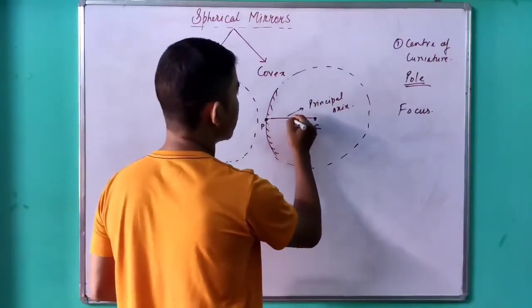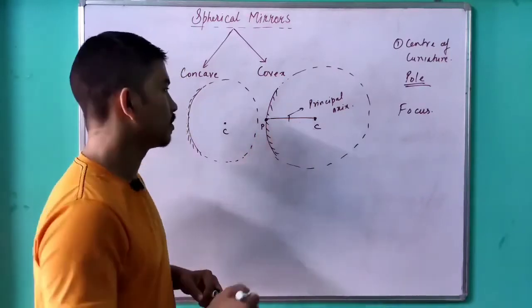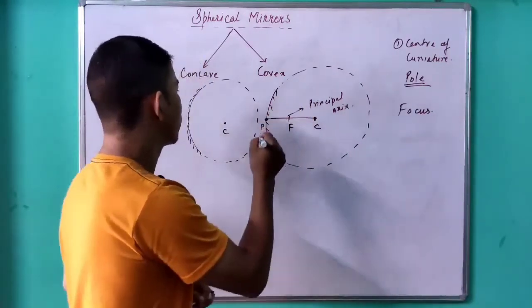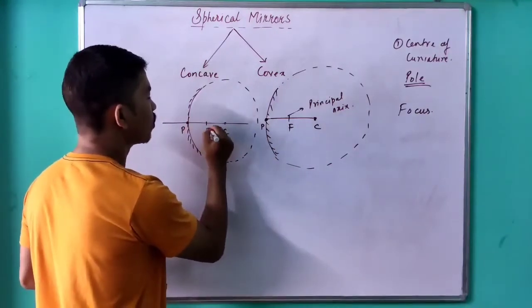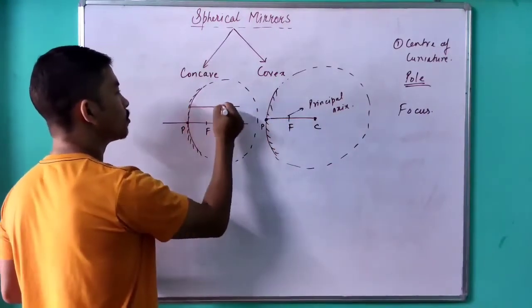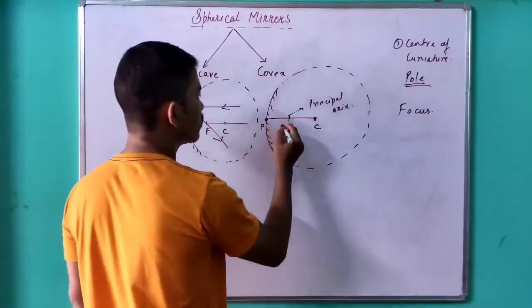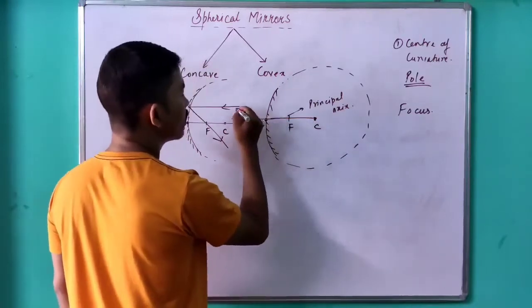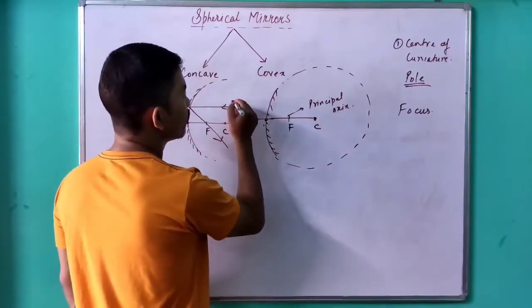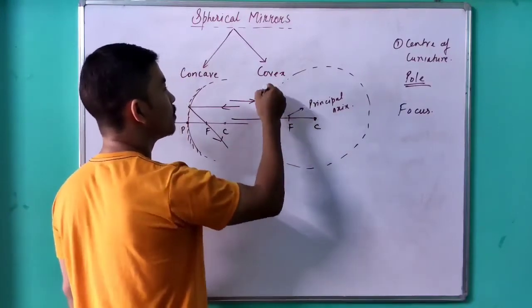The focus lies exactly halfway between the pole and the center of curvature. Like in this case, if this is the pole and this is the focus, any ray coming parallel to the principal axis will, after reflection, pass through the focus. And in this case, if I draw the ray diagram, any ray going parallel to the principal axis will, after reflection, appear as if it is coming from the focus.